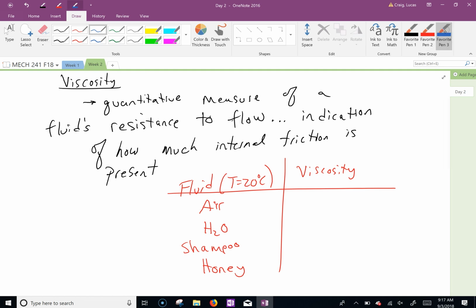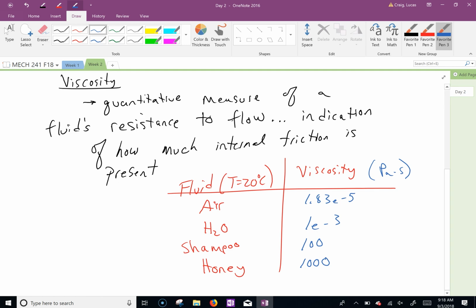I'm going to give you some numbers here. But those are Pascal seconds? Yep, Pascal times seconds. So another unit. Another thing you should be aware of, that can be broken down.